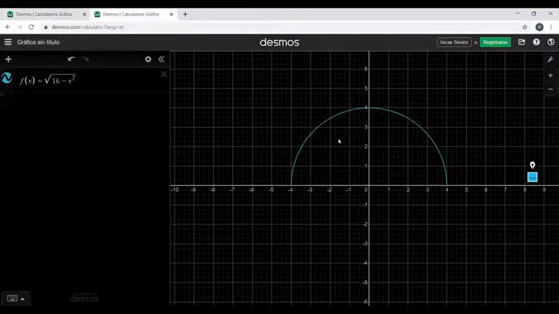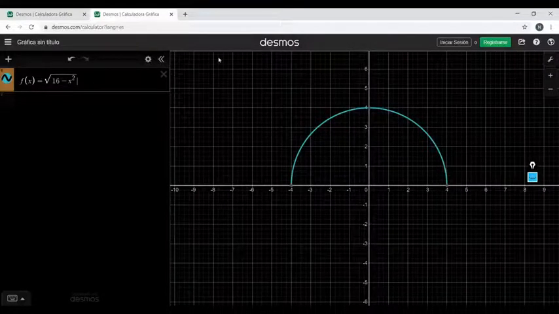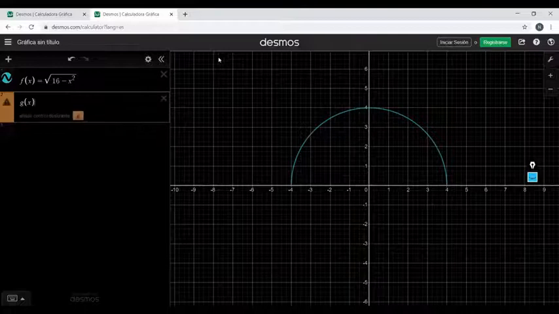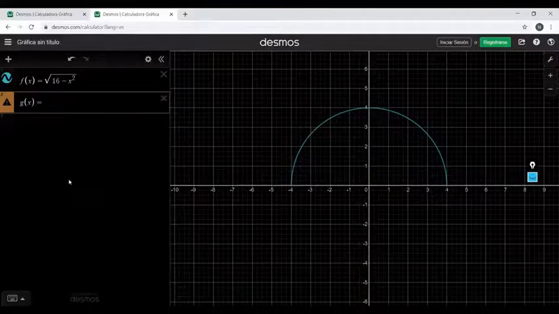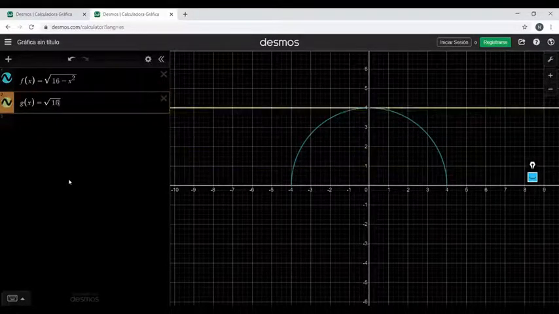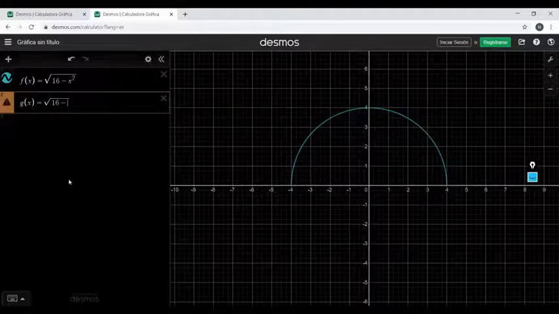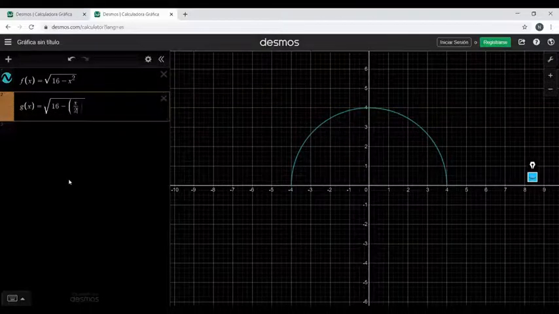Let's see how it looks in this case. If I want to stretch this circle in the horizontal axis, only in the horizontal axis, by a factor of 2, say, what I have to do is multiply my variable, or in this case, divide, I'm sorry, by 2.